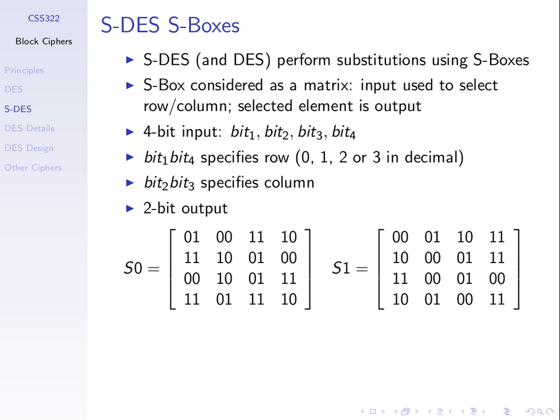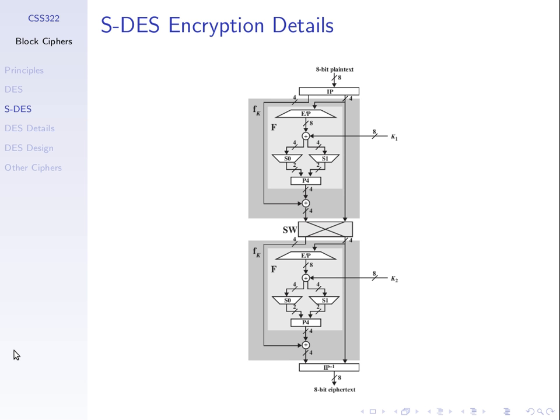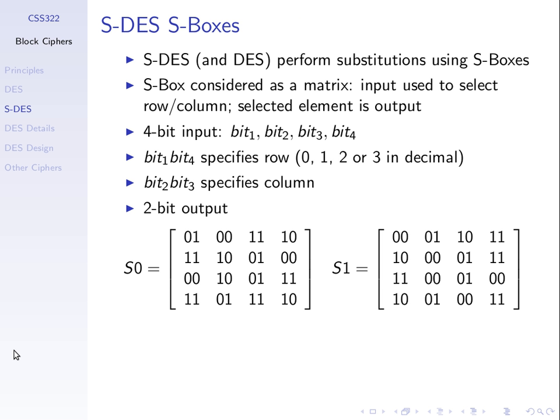These 4 bits were the leftmost bits of the output of the XOR. We did the exclusive OR, we take the leftmost bits and they're the input to S0. So I've just got these 4 bits at the moment. Bits 1 and 4 will tell us the row of the matrix, and bits 2 and 3 will tell us the column.